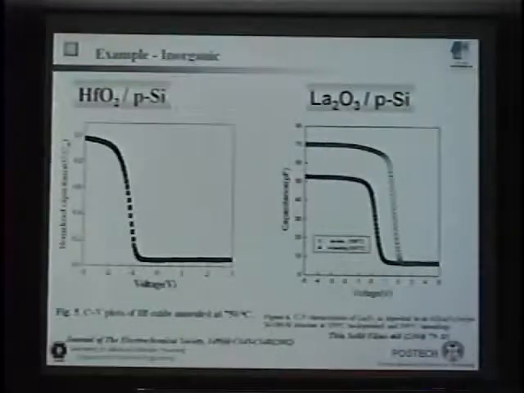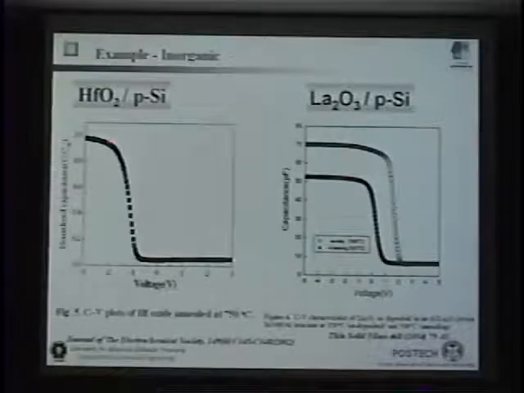We have been studying organic materials and inorganic materials like high-K dielectrics, which can replace silicon oxide. This is hafnium oxide on P-type silicon, and this is lanthanum oxide on P-type silicon. If you look at the inorganic system, the material is quite stable with fewer defects, so the flat band voltage shift from 0 is relatively small, usually less than 1 volt.